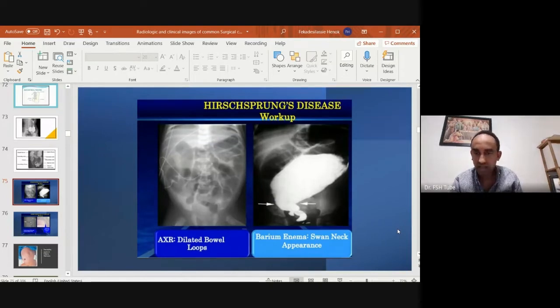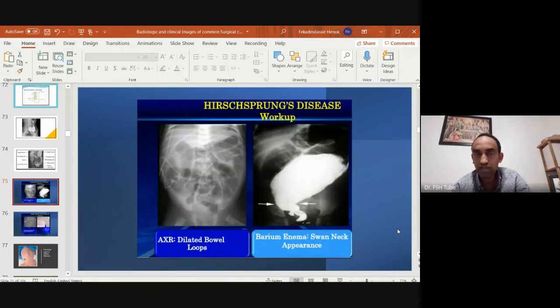Where do you find it? In the muscularis propria, the muscular layer, right? In the muscle proper. It's the myenteric plexus, right? The myenteric plexus is found in the muscularis propria. The other name is Auerbach's plexus.